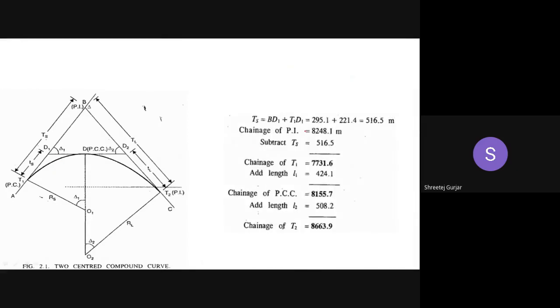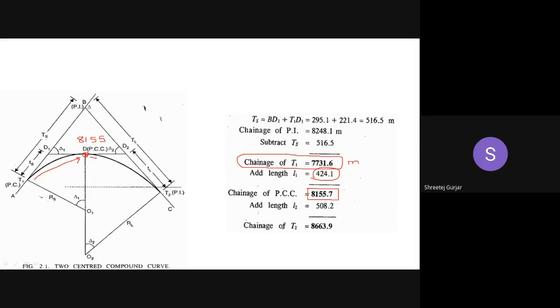Now, after this is done, as I've told you, we can calculate the chainage. As you have told me, the chainage of T1 is 7,731. So this is correct. Then add the length of the first curve, and we will get the chainage of point D. At the chainage of T1, we add the length of the first curve, that is 424, and you will get the chainage of 8155.